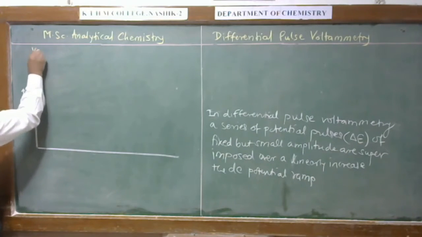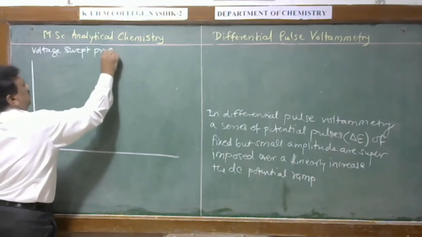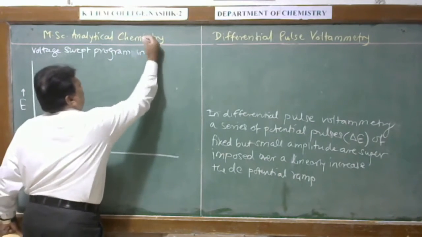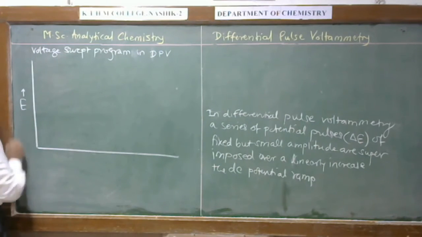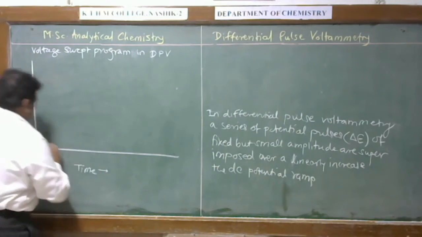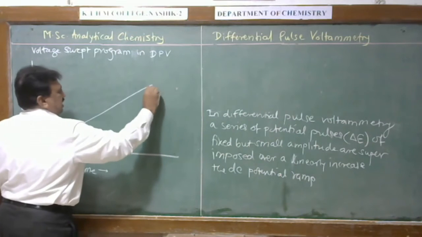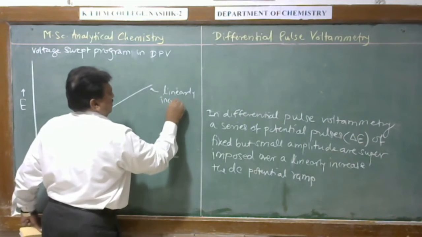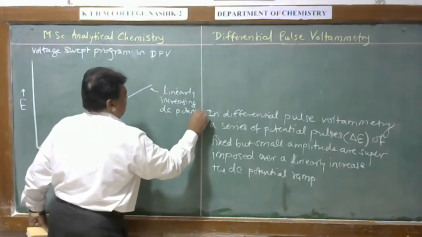Now we discuss the voltage sweep program in differential pulse voltammetry. In this case, this is a graph of applied EMF versus time in seconds. Initially, the base potential, that will be the linearly increasing DC potential, and that is a base potential here.